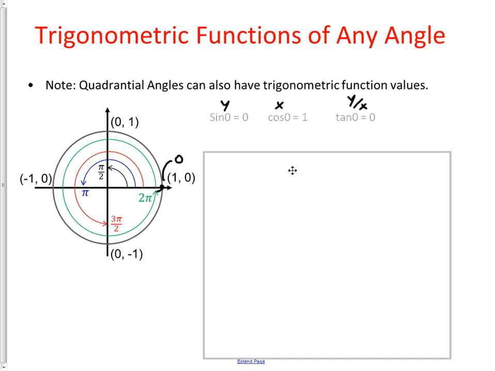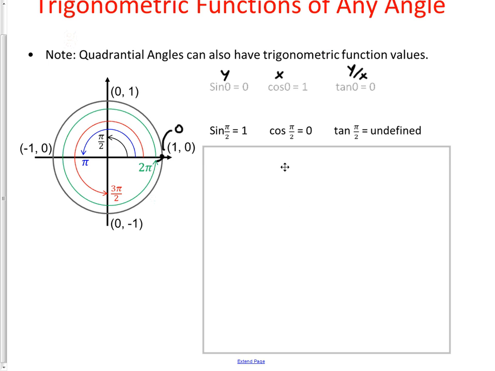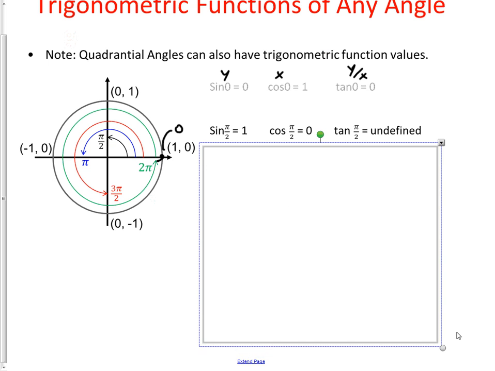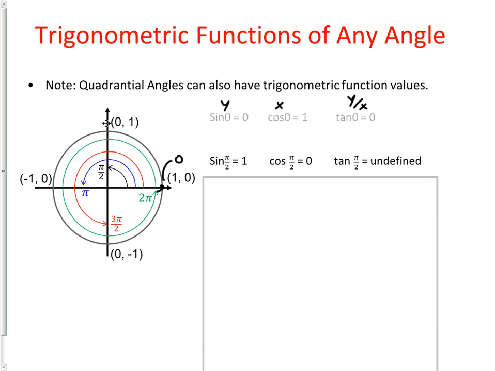If we go to the next major position right here, pi over 2, we can say a really similar thing. For pi over 2, the x-coordinate will be 0, the y-coordinate will be 1. If it's sine over cosine, y over x, in this case, is equal to 1 over 0, and that's undefined.